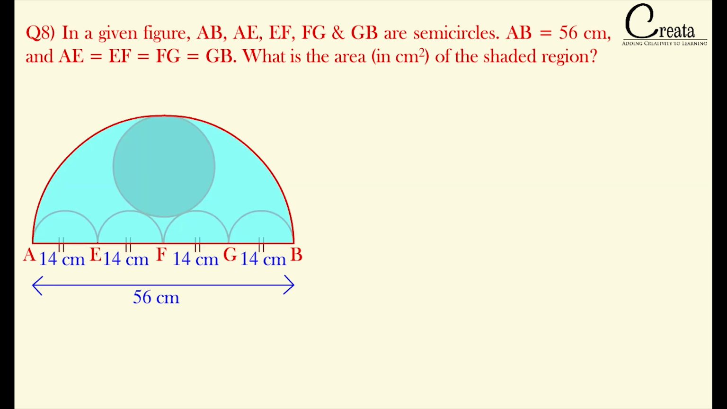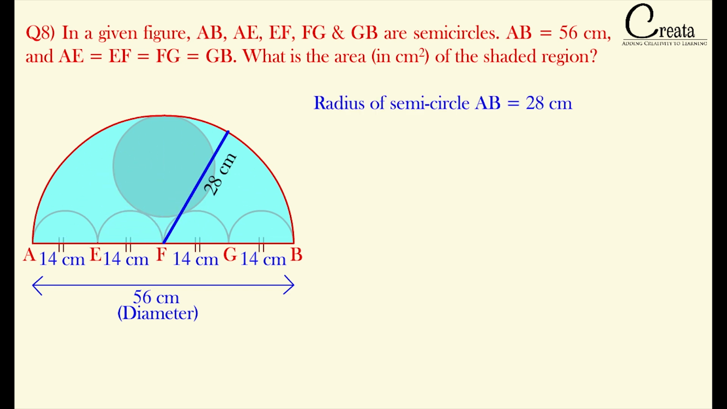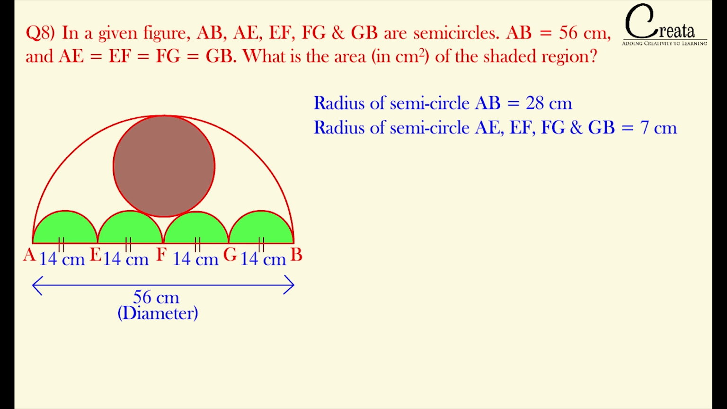Basically AB is the semicircle and AB is given as 56 cm, that is diameter of the semicircle is 56 cm. Or we can say radius, that is half of the diameter, will be equal to 28 cm. Similarly, diameter of these 4 circles we have calculated as 14 cm. That is, radius of these 4 circles will be equal to half of the diameter, that is 14 by 2, that is 7 cm. We got radius of all these 4 semicircles as 7 cm and radius of this big semicircle as 28 cm.